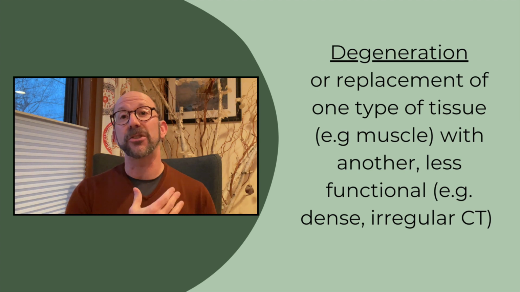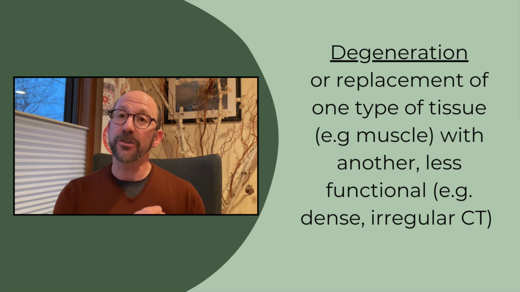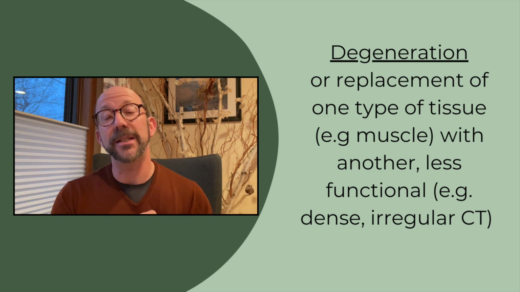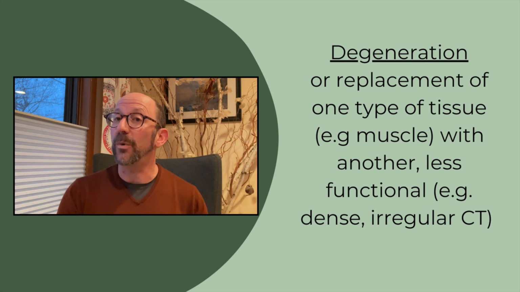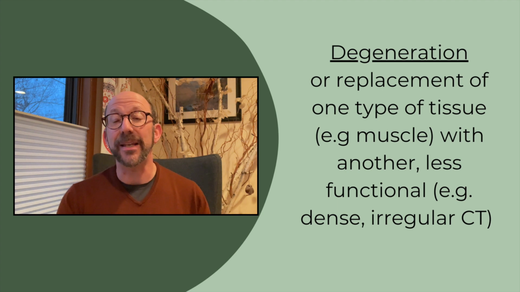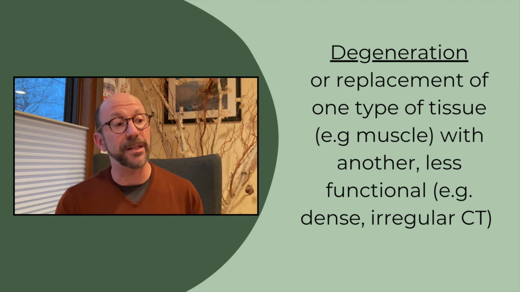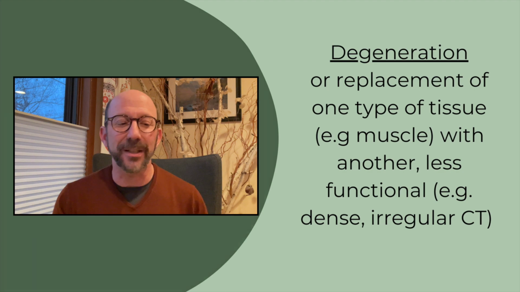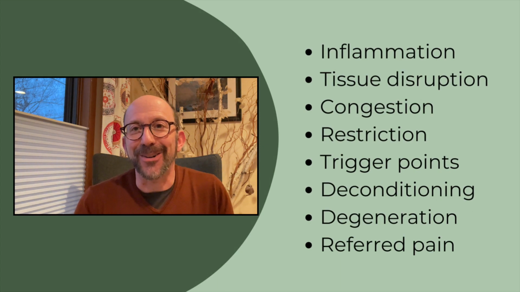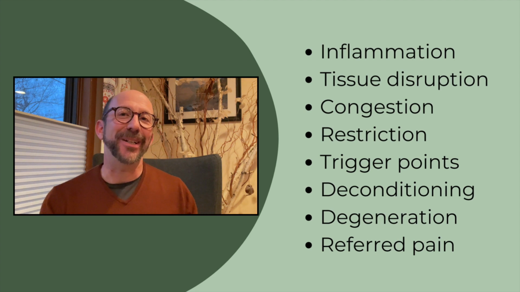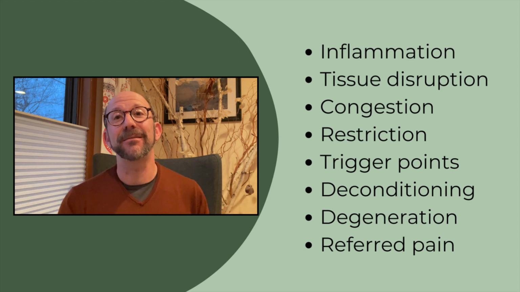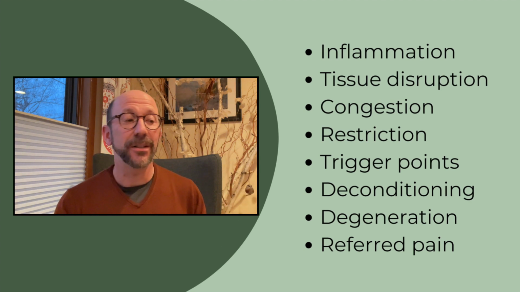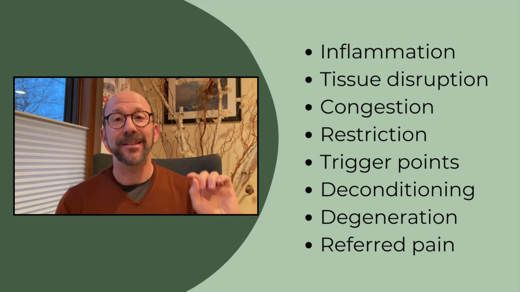A really good example of this is scar tissue in a muscle. If a muscle is torn and not appropriately rehabilitated and repaired, the torn tissue will be replaced, at least to some extent, by dense irregular connective tissue, a fibrous scar, which is important because it protects and stabilizes the area and allows you to have some function where otherwise there would be none. But it's not great because it's less functional than the original. So let's look back at our list of processes so we don't get lost in the shuffle: inflammation, tissue disruption, congestion, restriction, including adhesion, trigger points, deconditioning, degeneration.